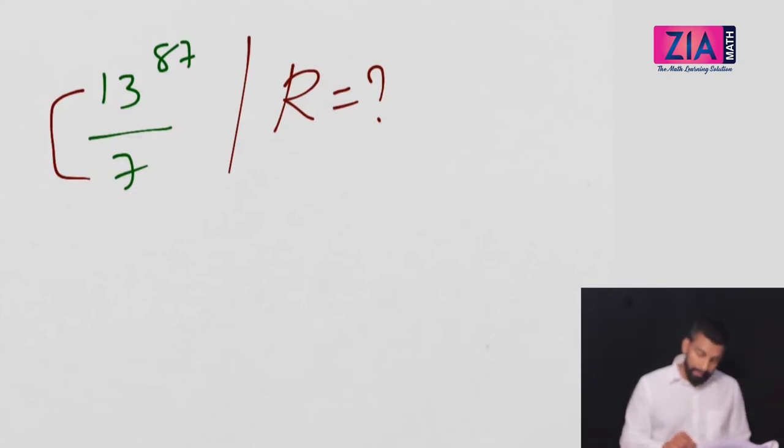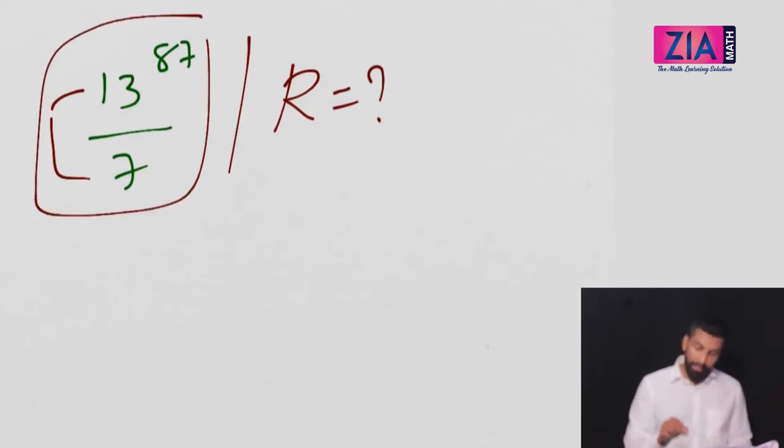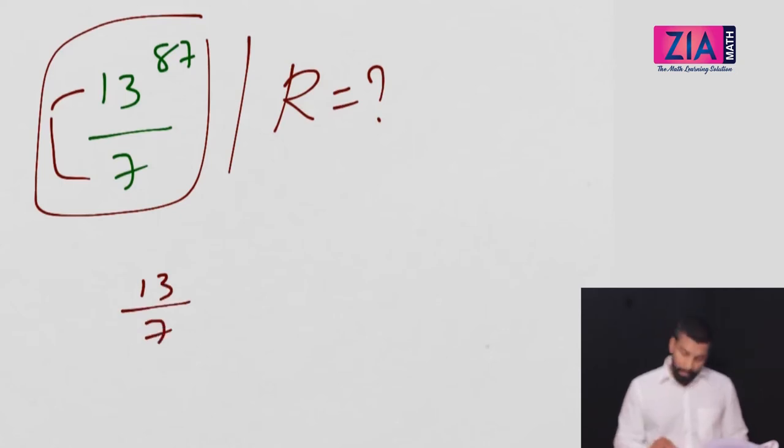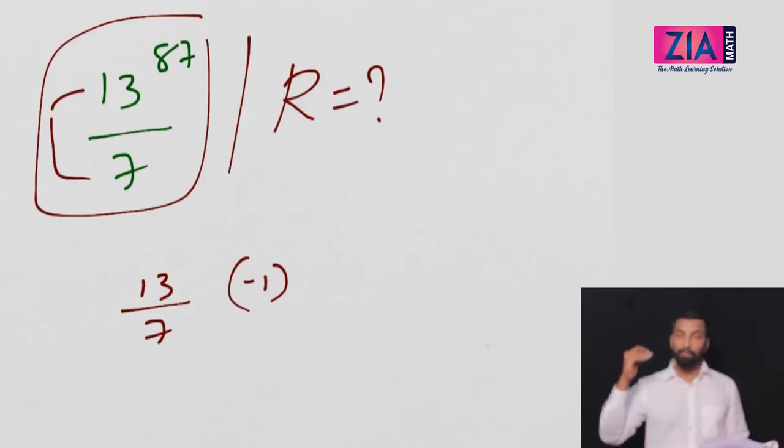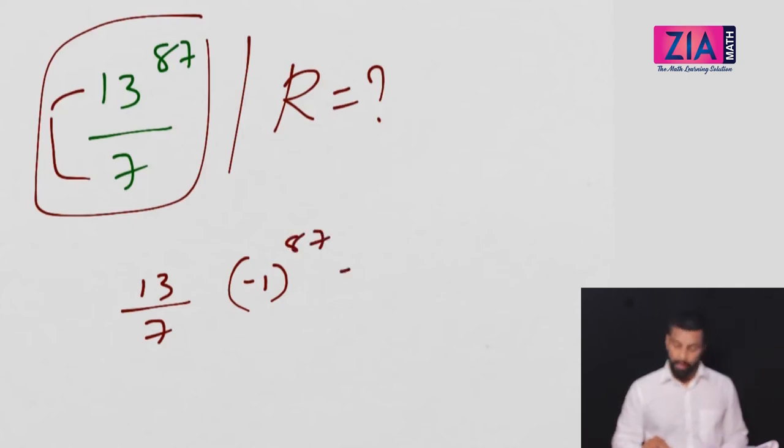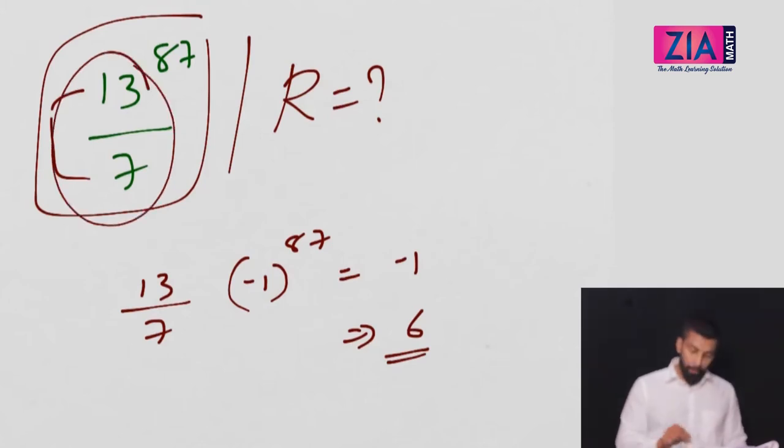Now, in this case, it is actually easy, because 13 by 7, what is the remainder? Minus 1 is the remainder. So the actual answer will be 13 by 7 taken 87 times. So minus 1 raised to odd will give you minus 1 as the remainder, which is actually 6. 6 is the remainder in this case. I hope you understood. That is easy to get minus 1 as the remainder.